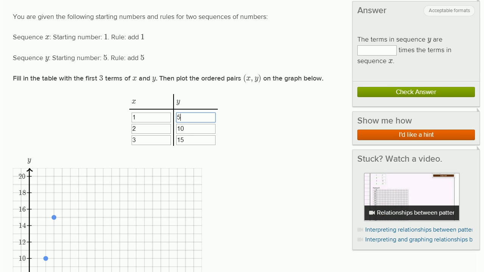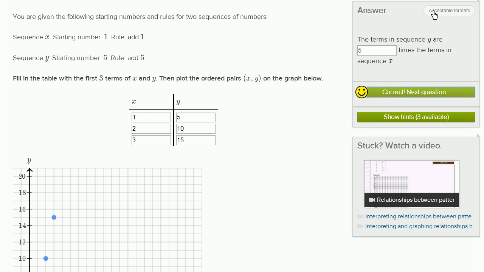So the terms in sequence y are 5 times the terms in sequence x. We got it right.